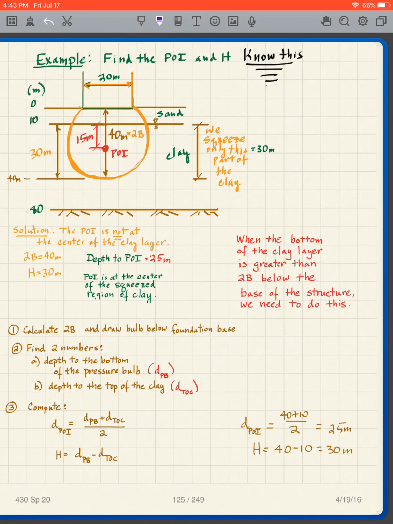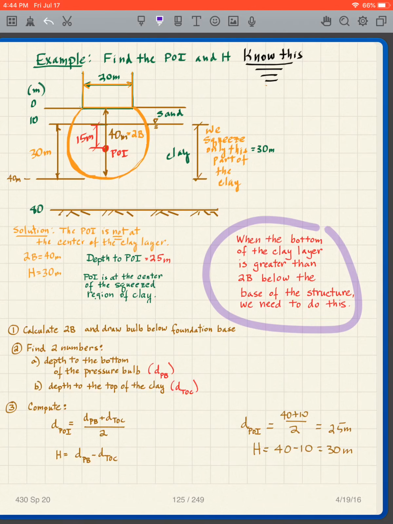So I want to show you how to get this point of interest. For some reason, some students will stumble on this. And so I just want to emphasize the point of interest is not at the center of the clay layer. We're going to go 2B below, 40 meters. And then I learned that my H is 30 meters. So my depth to my point of interest is 25 meters. And as I said, the point of interest is at the center of the squeezed region of clay.